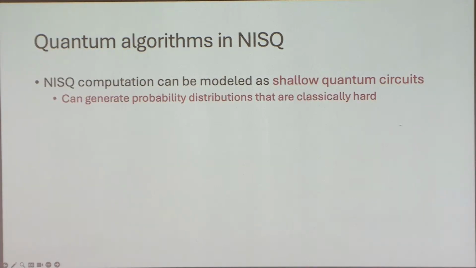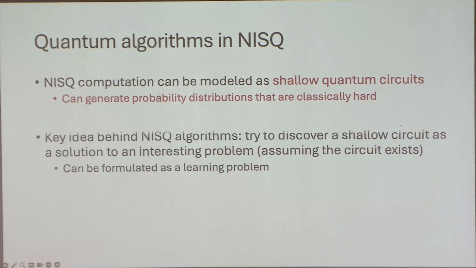Next, I will discuss some motivation in the context of this workshop. One way to think about NISQ computation is that they can be modeled as shallow quantum circuits. Shallow quantum circuits are very simple, but still they are interesting because they can generate probability distributions that are classically hard. And this is really the complexity foundation for the hope of quantum advantage. And this has motivated a lot of NISQ algorithms.